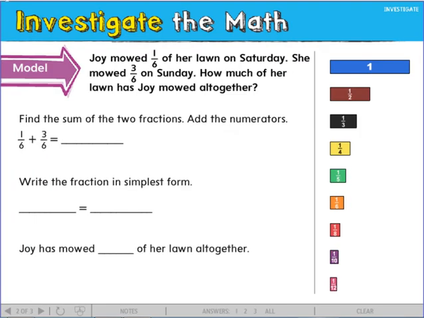Alright, so today what we're going to do is we're going to add fractions with like denominators.